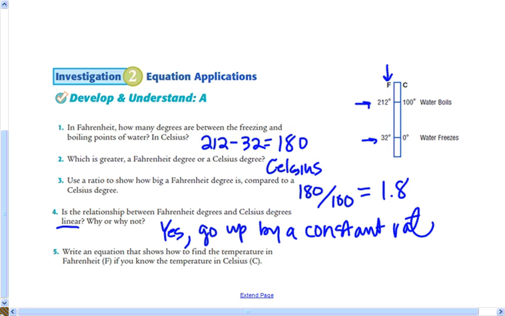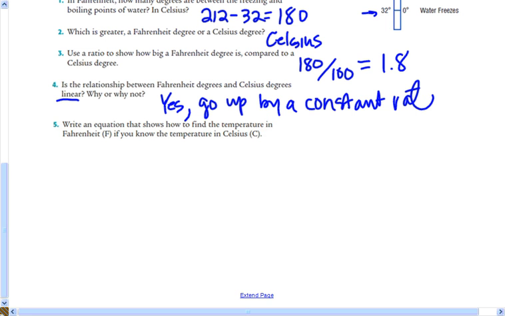It says write an equation now. We know how much we're going up by for each degree Celsius, and it's linear, so we can write an equation like this. We just have to know a couple things here. We have to know how much it's going up by, which we just covered. That's 1.8. Y is going to be our Fahrenheit, so I'm going to use the letter F for y. Then 1.8 times our degrees Celsius, because we're going up 1.8 for every degree Celsius.